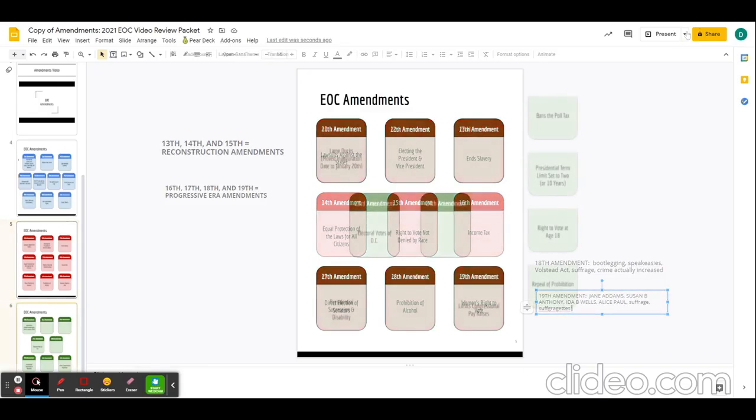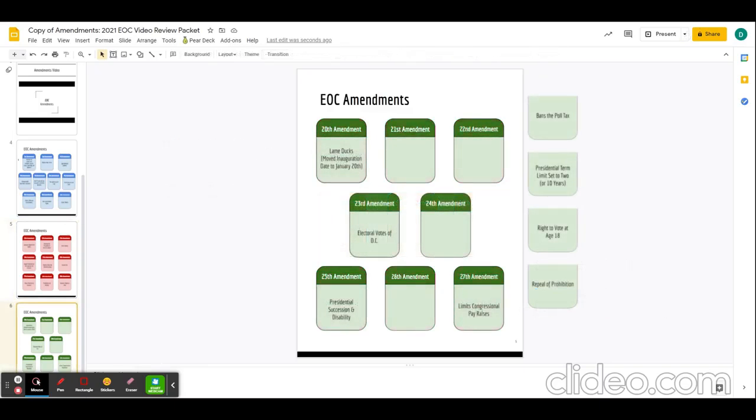All right, the last screen for amendments, we're going to go to the green bubbles and wrap things up. The 21st Amendment is the repeal or ending of prohibition. So 18th Amendment said you can't drink. 21 says you can. So if you think of the drinking ages, 21st Amendment says you can drink, and that's the legal drinking age.